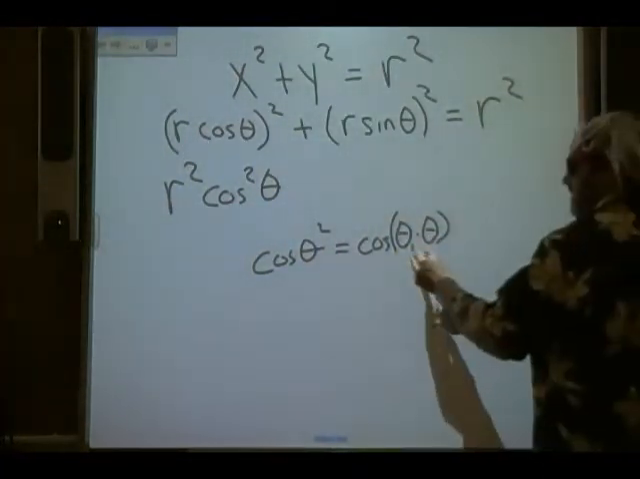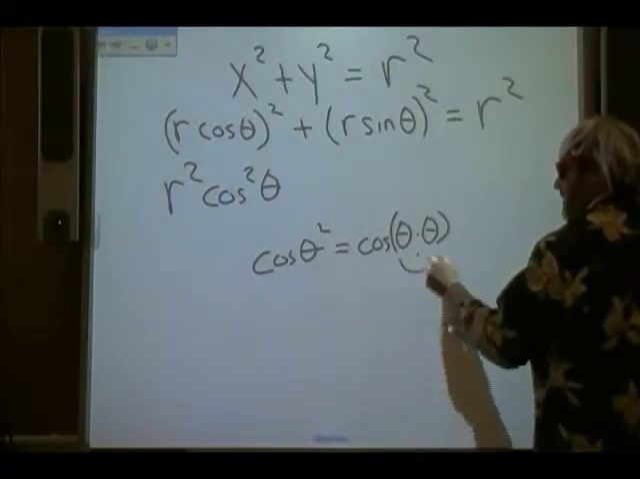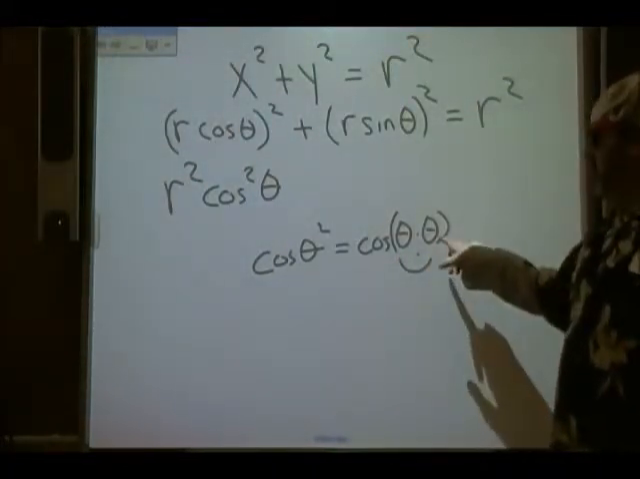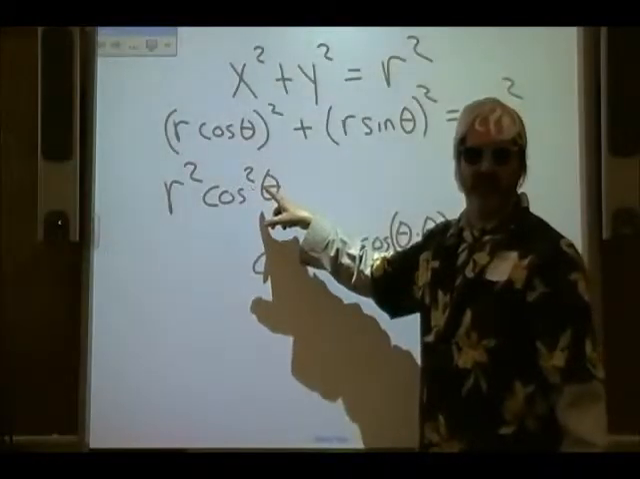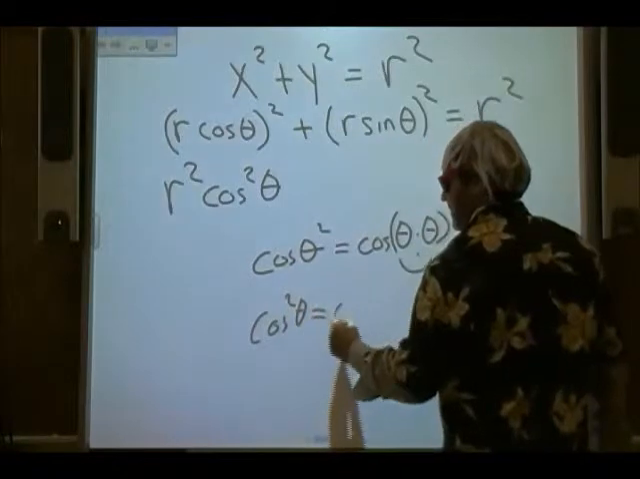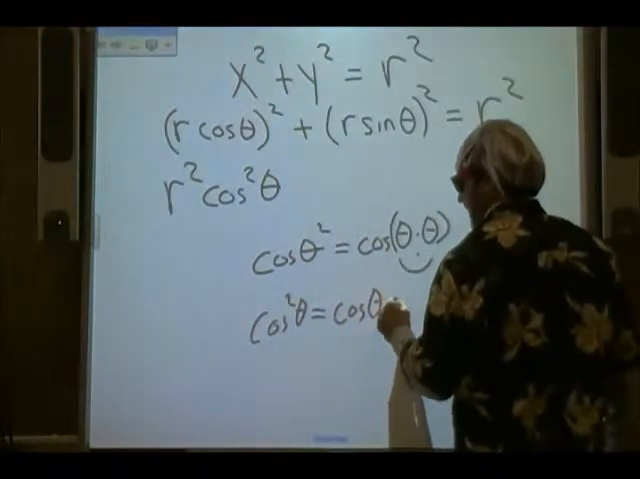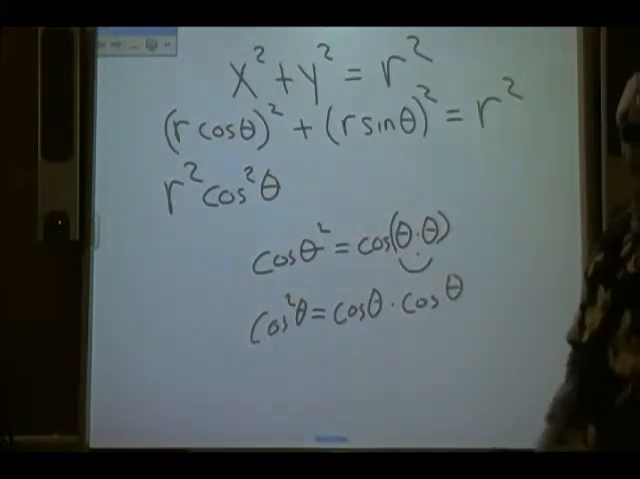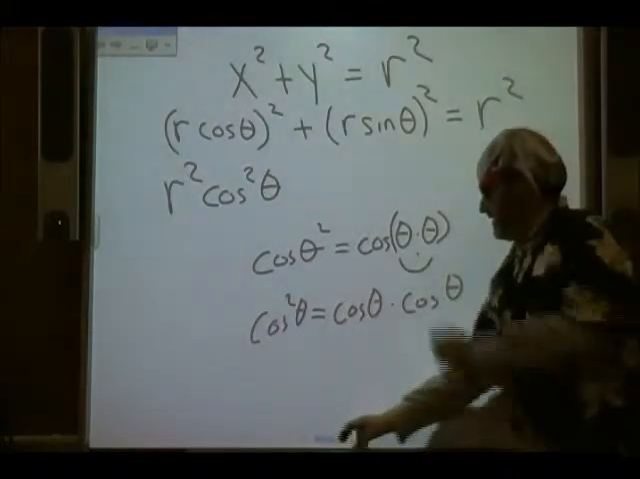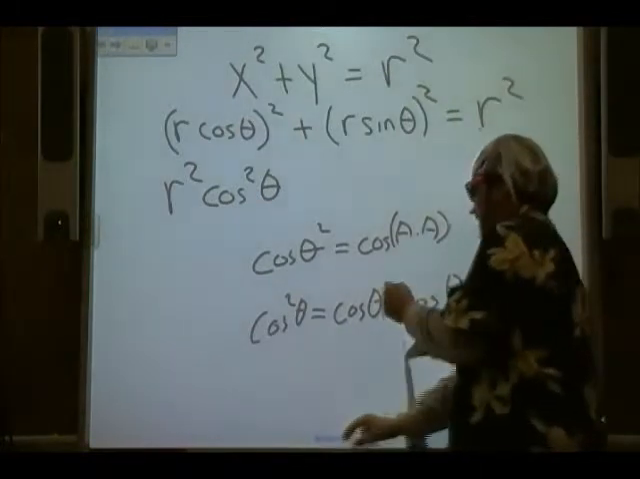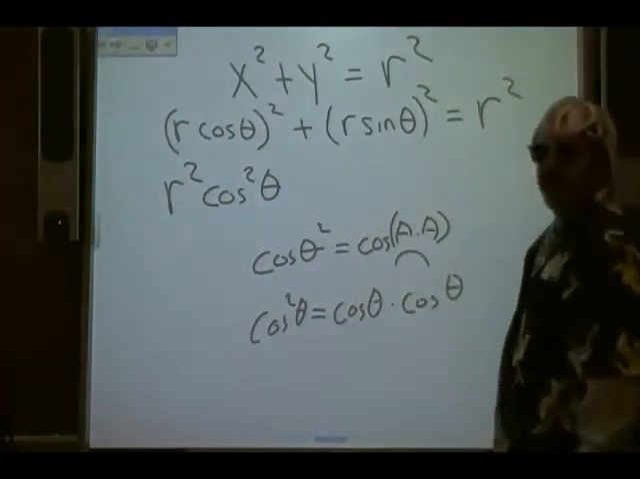Hey, look at that. Whee! Looks like my ex-wife. Instead, it's cosine squared theta, which is cosine theta times cosine theta. See the difference? Okay. Except, of course, when my ex-wife sees me, it's more like that she looks like.